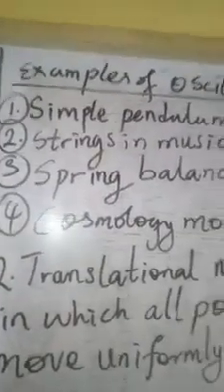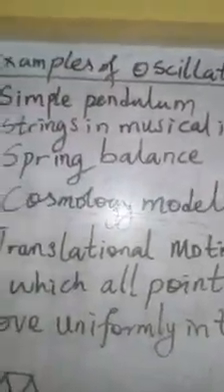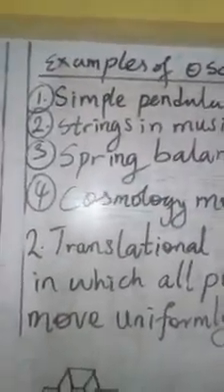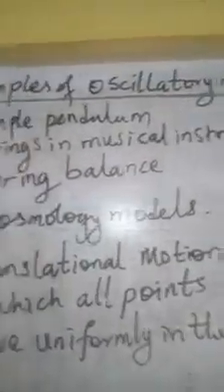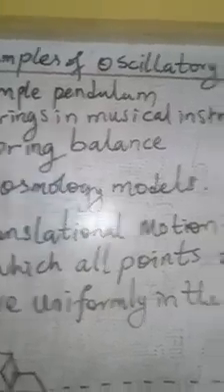Then the next one is cosmology models. And when we talk about cosmologies, what are we talking about? We're talking about the planetary bodies, we're talking about the existence of the universe, the movement of particles in the space. So we move to the next one, which is called translational motion.